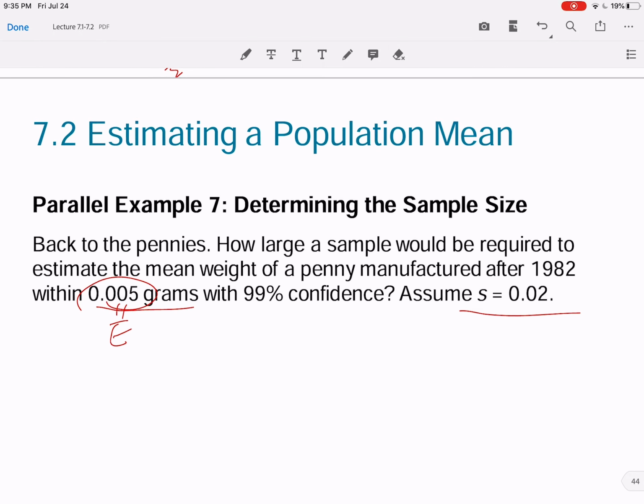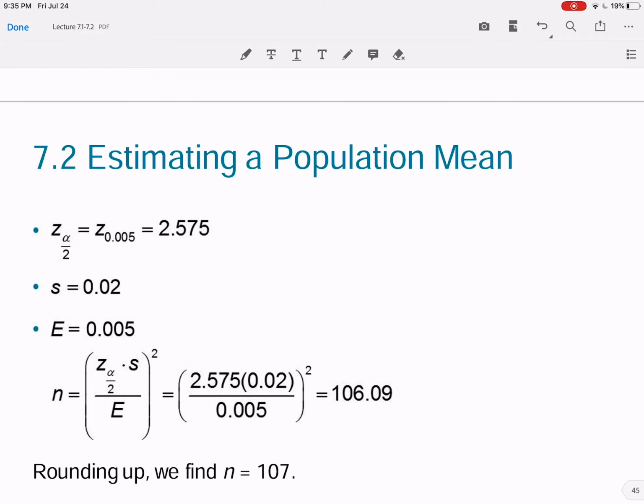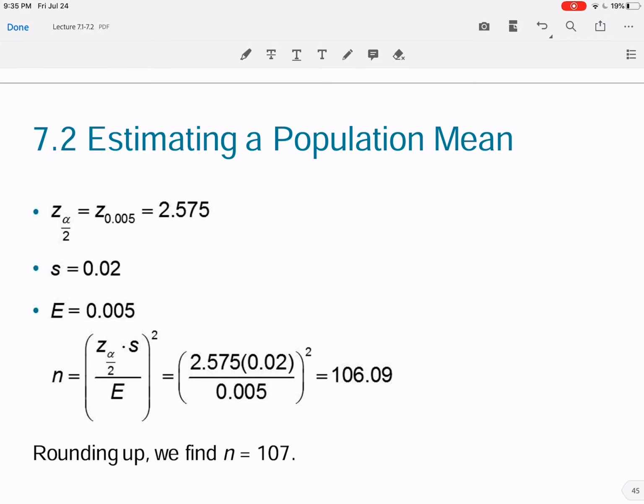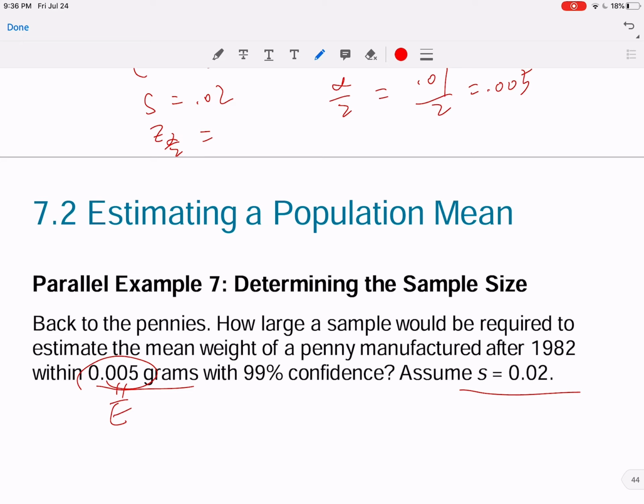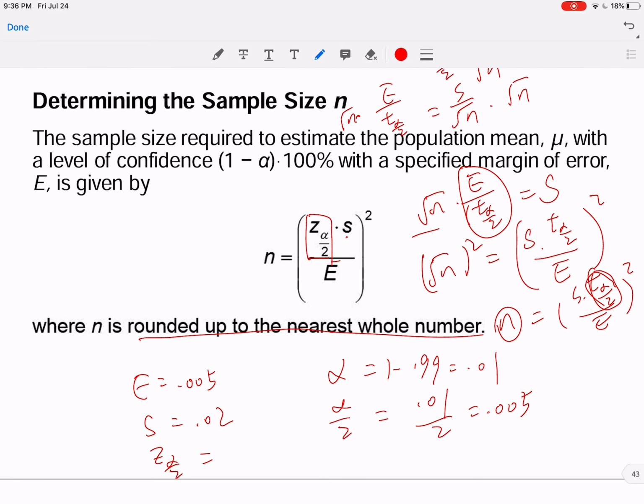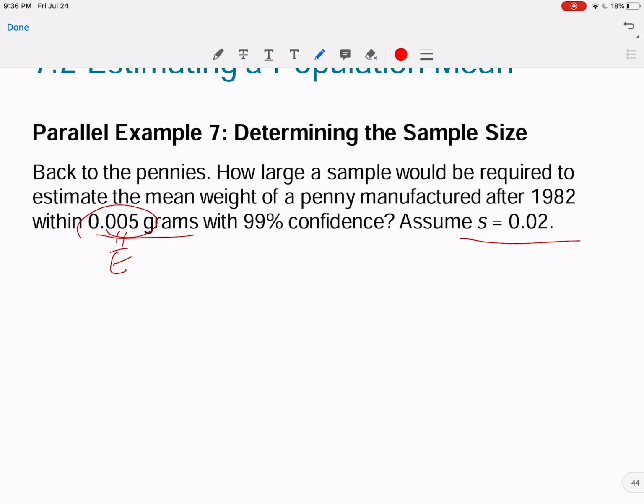If we have the z score, this is what you can get from the z table, 2.575, and we know the sample standard deviation, and we know the margin of error, and then we just plug those three things back into this formula, and we have this is equal to 106.09, and we always round it up, so n is 107. That's pretty much how to find the required sample size with the given sample standard deviation and the margin of error.